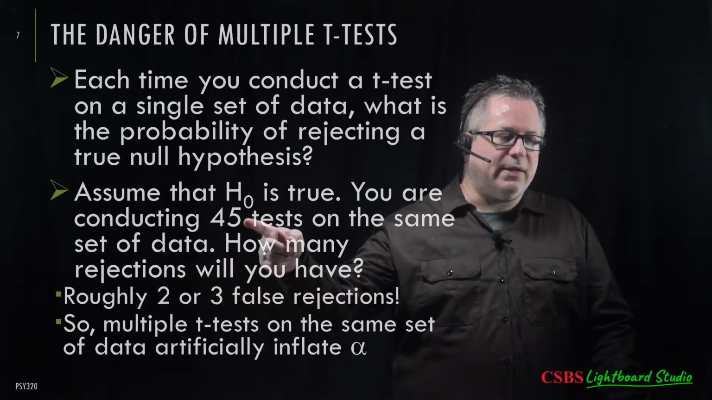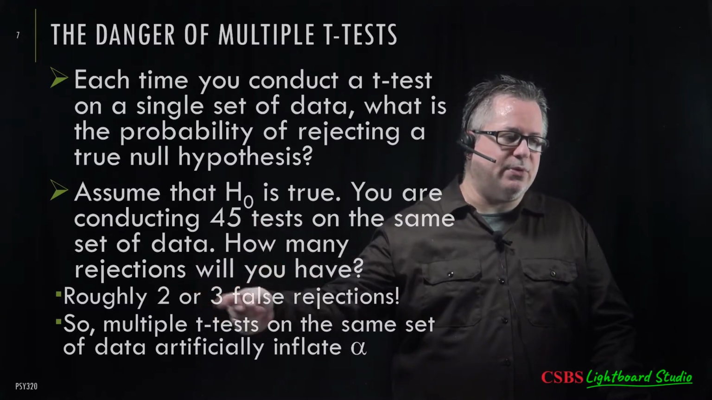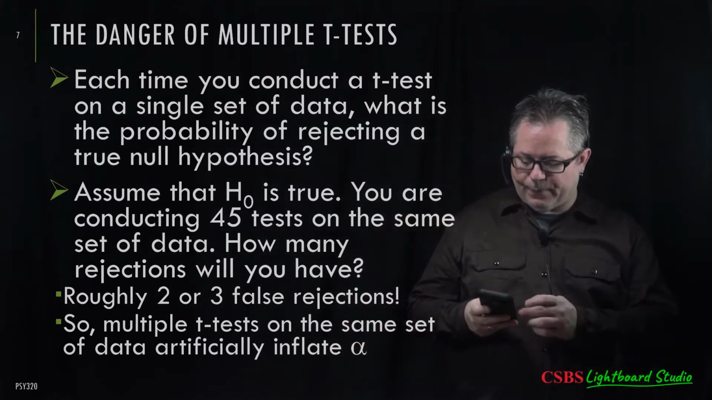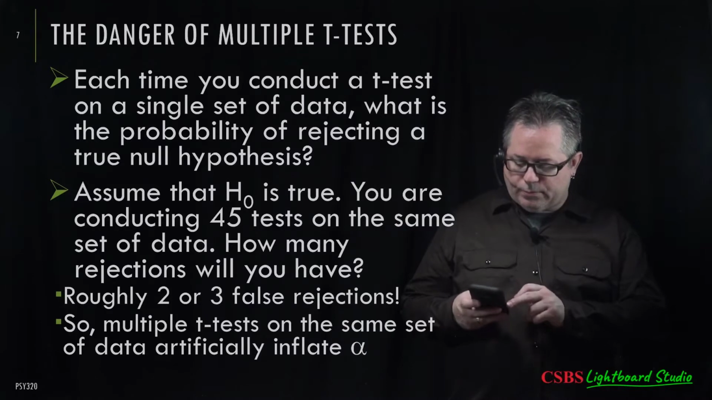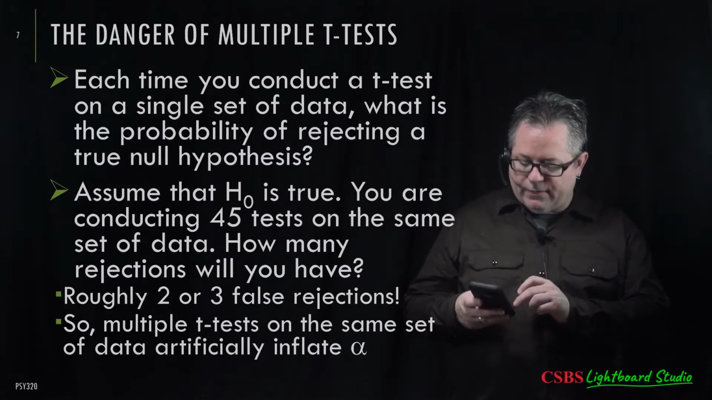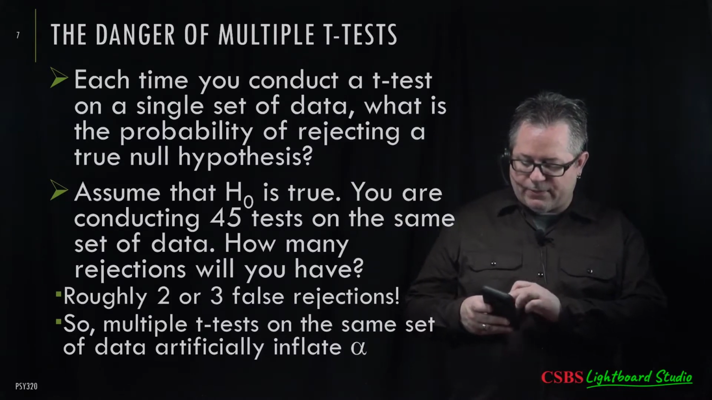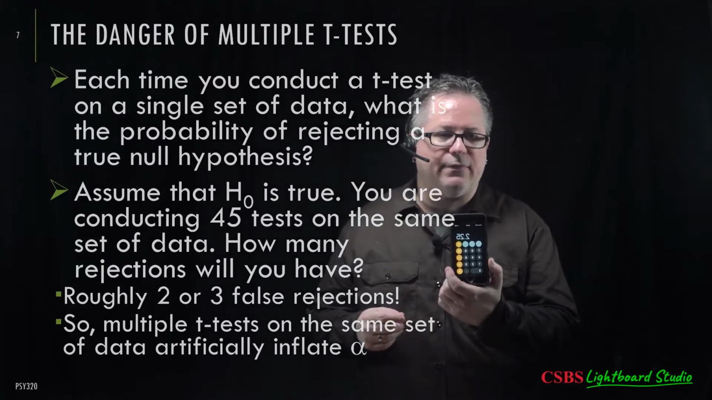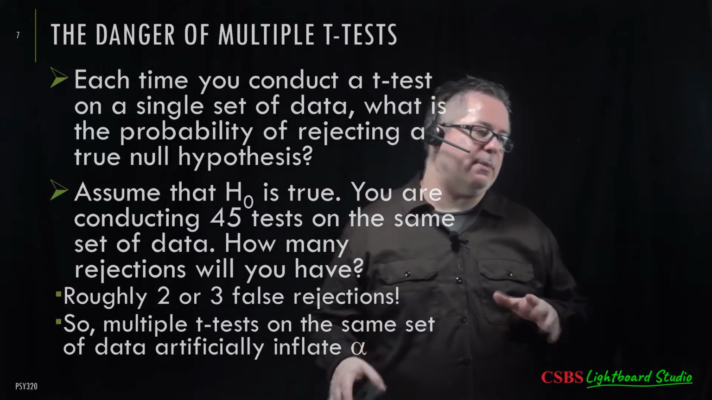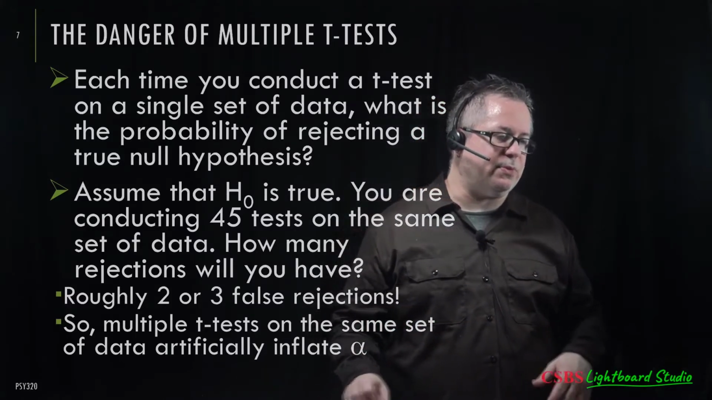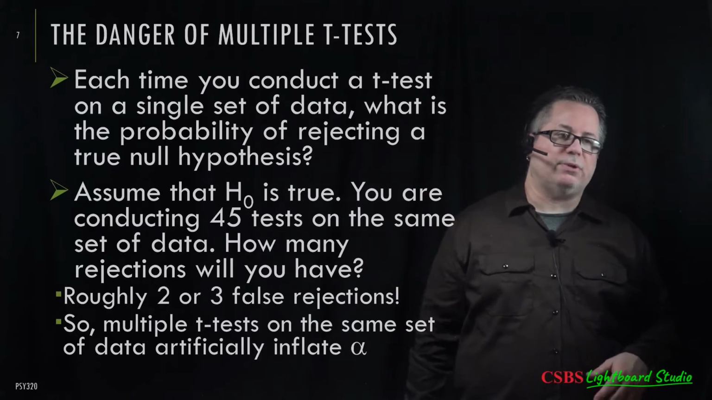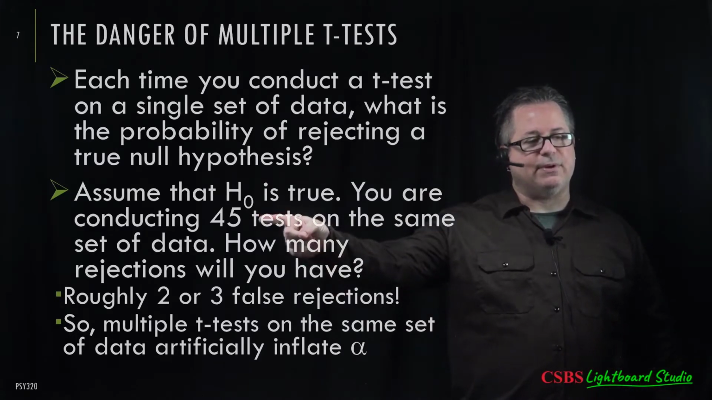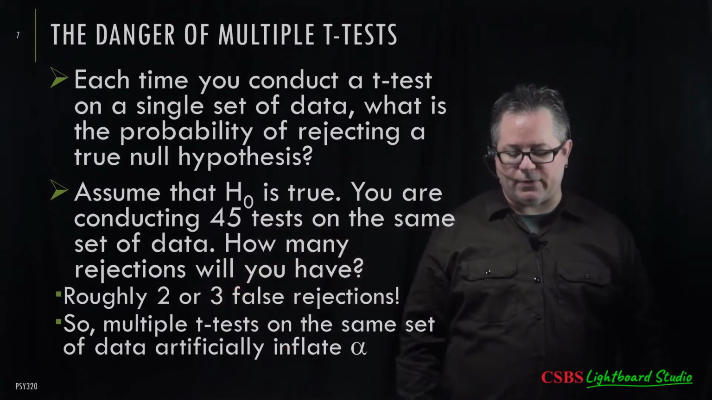How many times are we going to reject it by accident, which is a type 1 error? Well, with 45 tests, we're going to have roughly 2 to 3 false rejections, because if I take 0.05 times 45 on my calculator, it's 2.25. Okay, so about 2.25 times. So somewhere between 2 and 3 times, you're going to get a false rejection. So with 45 tests, we're going to get probably 2 to 3 false positives.